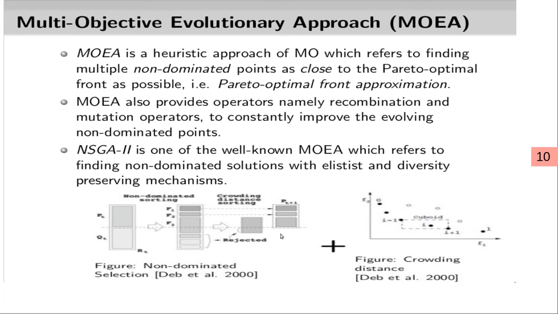A heuristic approach to multi-objective optimization is the multi-objective evolutionary approach, which we can call MOEA for short. MOEA refers to finding multiple non-dominated points as close to the Pareto optimum front as possible, called Pareto optimum front approximation. MOEA also provides operators such as crossover and mutation to improve the evolving non-dominated points. A well-known MOEA algorithm is called NSGA-II. It finds non-dominated solutions with an elitist and diversity-preserving mechanism. In this work, we follow this algorithm to apply the multi-objective optimization.